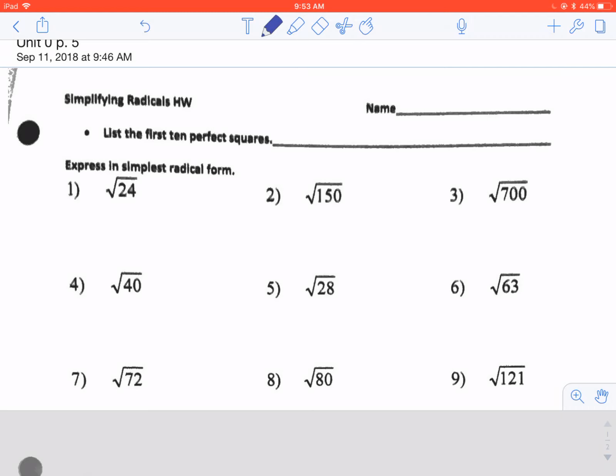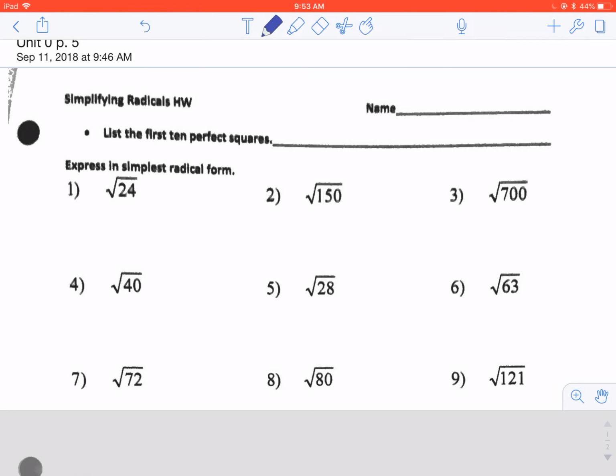For this homework assignment, page 5 in your Unit 0 packet, you will be simplifying radicals, perfect squares, and non-perfect squares. So watch out for those perfect squares in there. So for 1 through 9, do I see any perfect squares? Yes, I see one, so watch out for it.